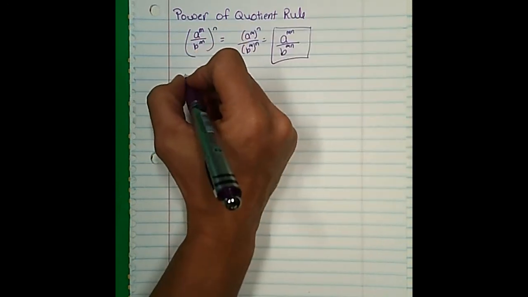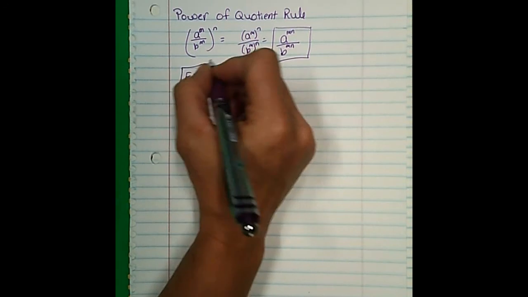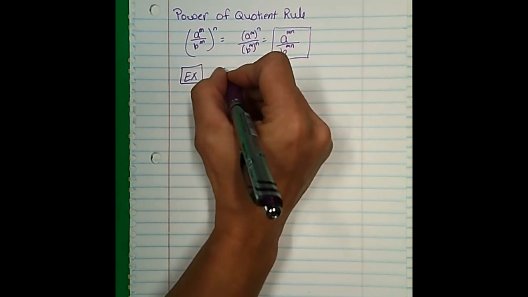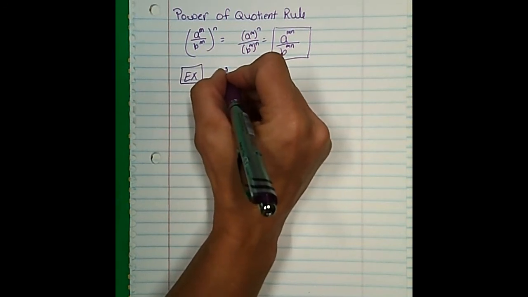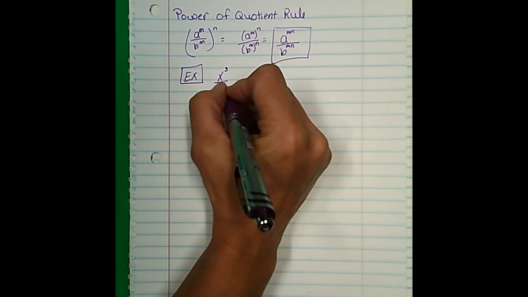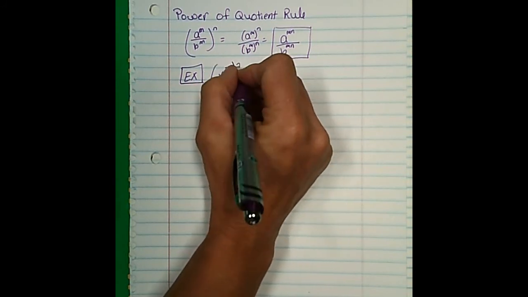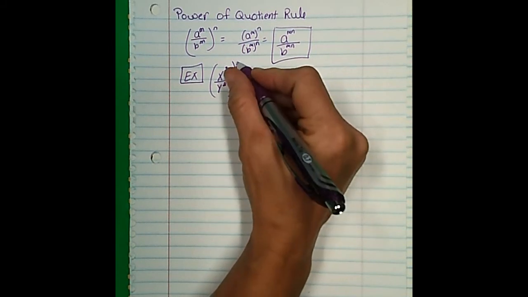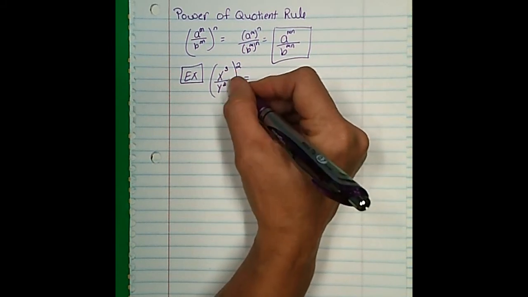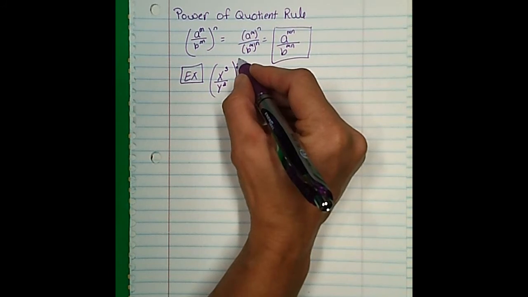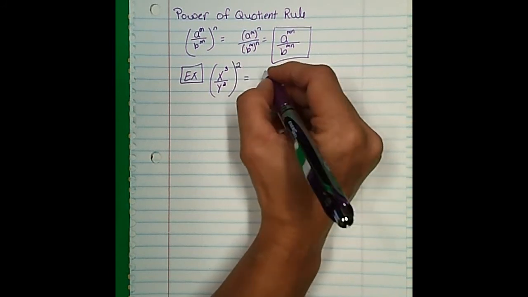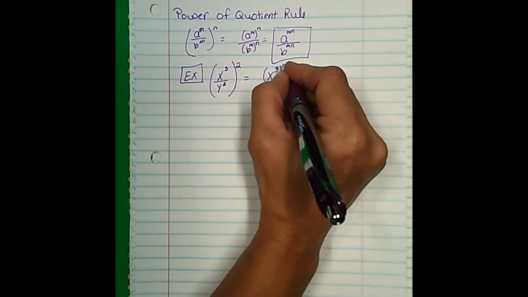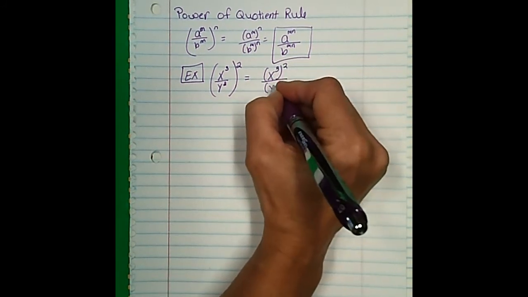So let's use an example. I have x raised to the third power over y raised to the second, and it's all being squared. So I need to distribute this power on the outside to everything in the parentheses. Whenever we look at a power, we always look at what's in front of it, and what's in front of this 2 is actually the parentheses. So everything's getting raised to that power.